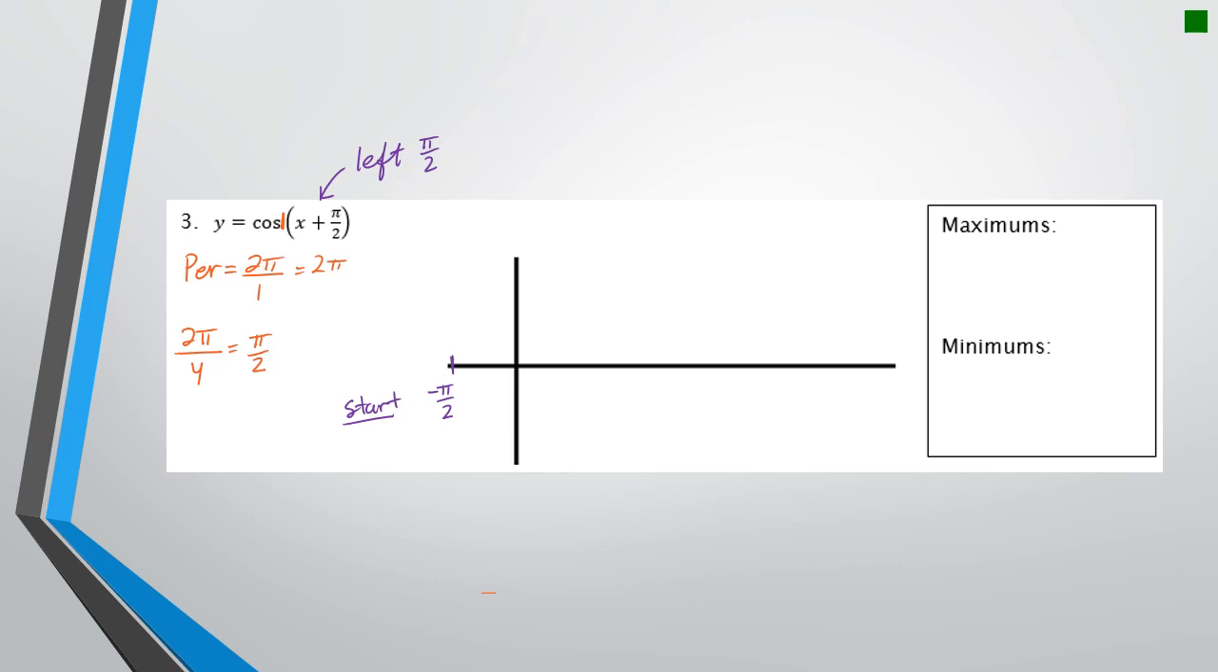So the first thing I'm going to do is take my negative 1/2 and add 1/2. If I do that, it's going to give me 0. So what that tells me is that my second tick mark is actually going to be right there on 0. Now to find my next tick mark, I take 0 and add 1/2. I'm always adding 1/2 because of this thing right here. If I do 0 plus 1/2, that gives me 1/2. So my next tick mark is going to be pi over 2.